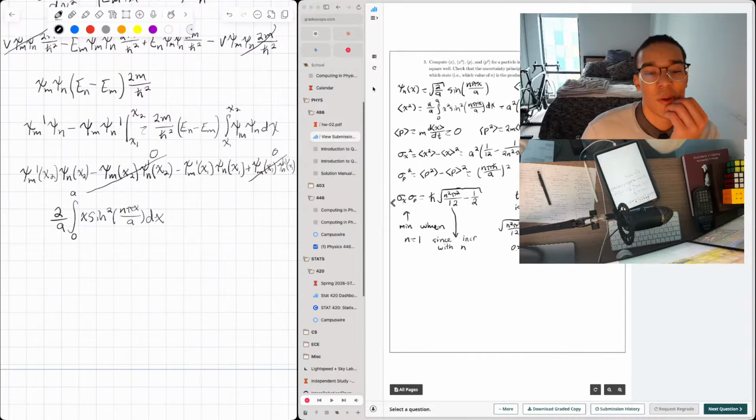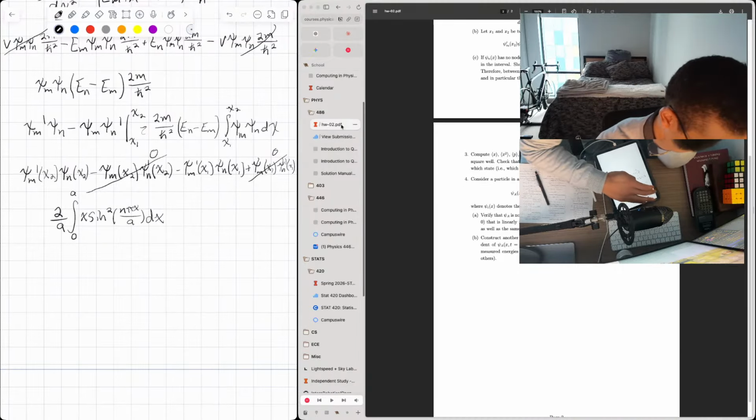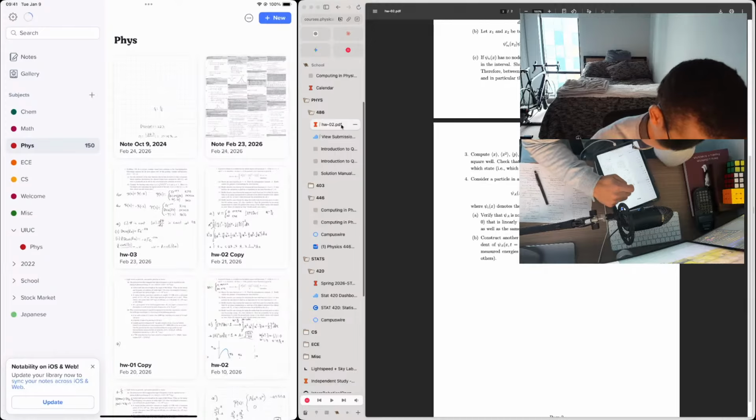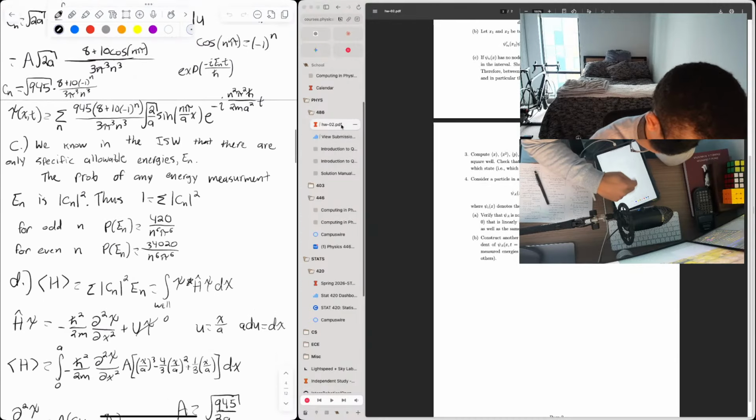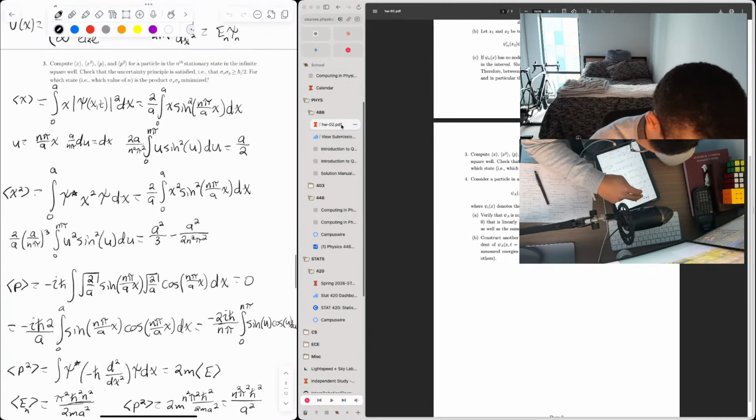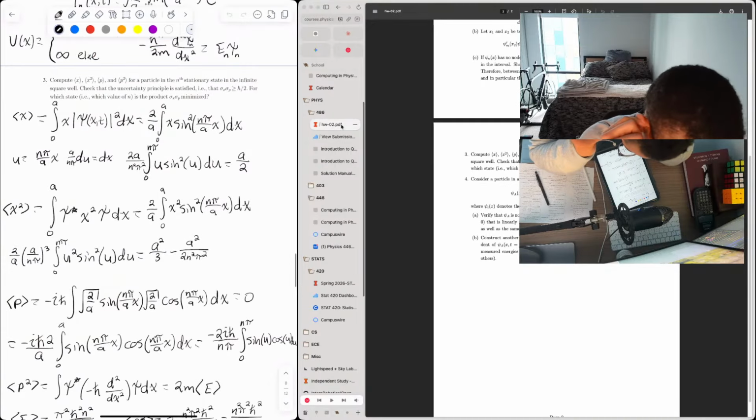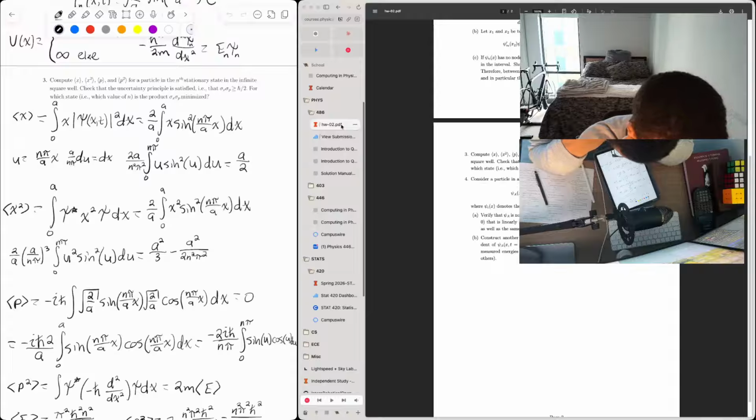Wait, why didn't I show my work for this question? U equals n pi over a. This equals a by 2. No one wants to prove it.